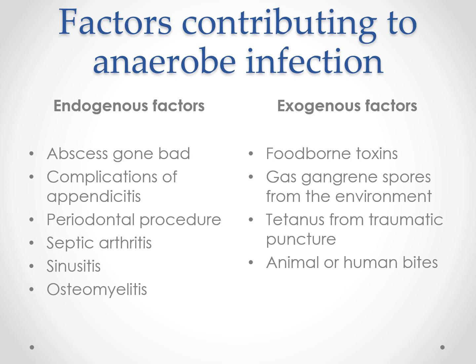External factors or exogenous factors that lead to anaerobic infection would include things like foodborne toxins. Those would be toxins from Clostridium botulinum or Clostridium perfringens. That would be the botulinum toxin. We have gas gangrene spores from the environment. Gas gangrene is caused by Clostridium perfringens, or you could have tetanus, and tetanus is caused by Clostridium tetani. And then we have animal or human bites. Those can often lead to anaerobic infections as well.